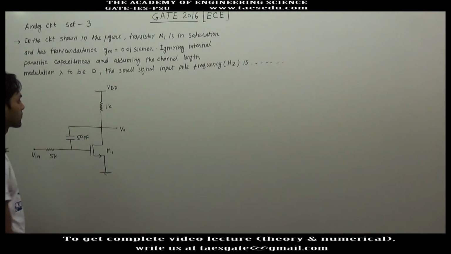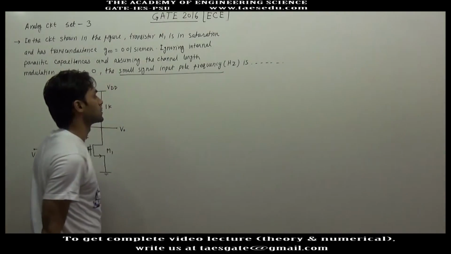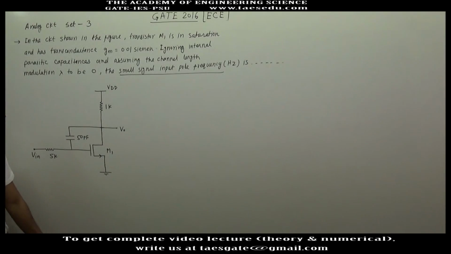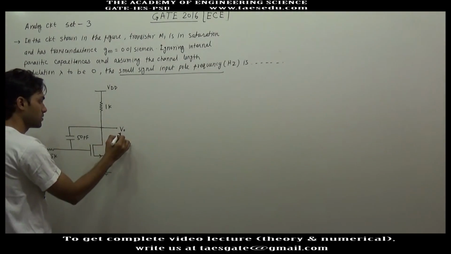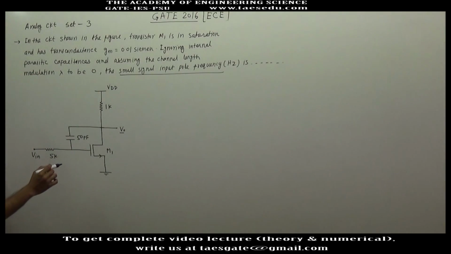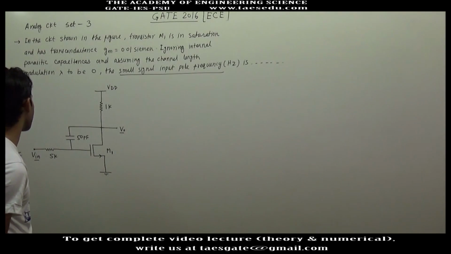In this question, we have to find out a small signal input pole frequency. It means we have to find out the transfer function V0 S divided by V input S, and in the transfer function we have to find out the pole of the system. So first we have to find out the voltage gain or the transfer function of this amplifier circuit. So first we will draw the AC model of this amplifier circuit.